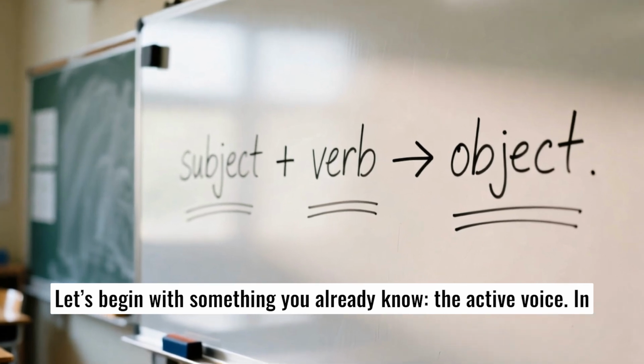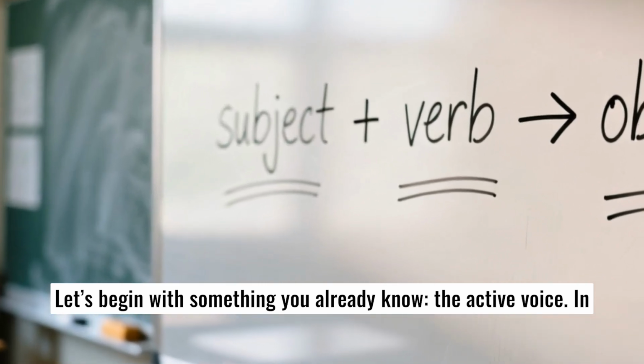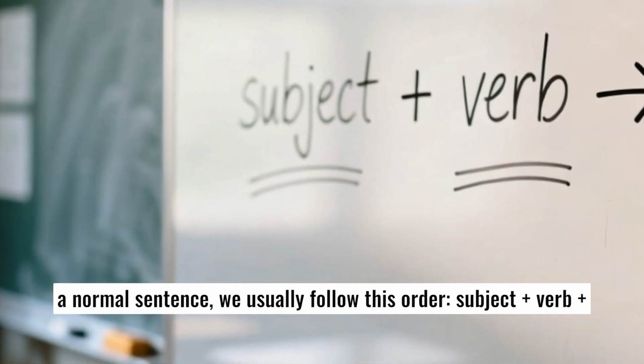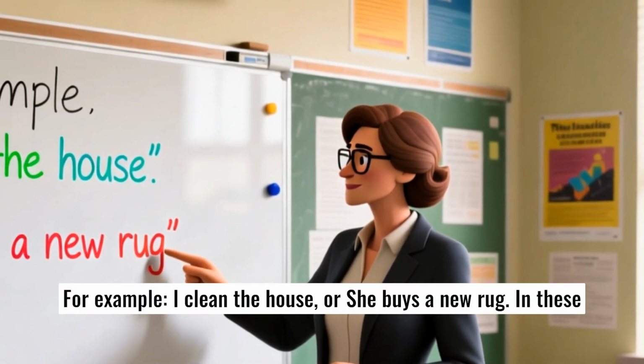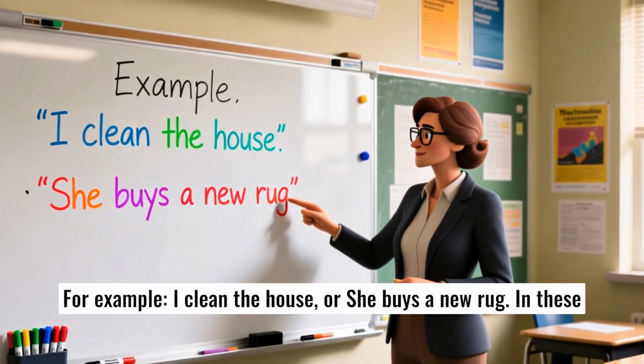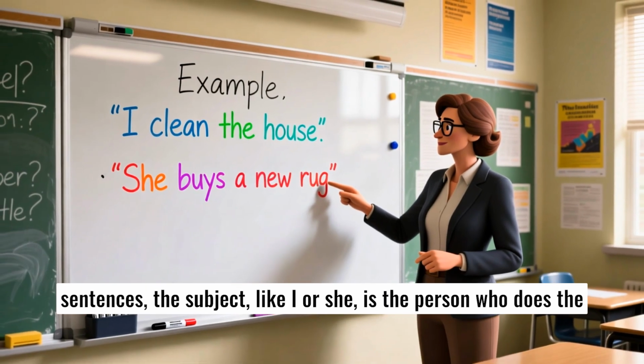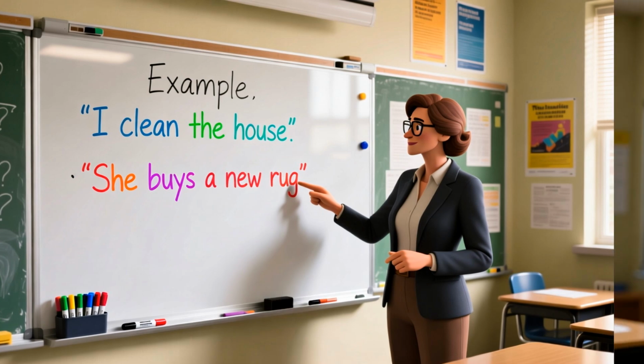Let's begin with something you already know, the active voice. In a normal sentence, we usually follow this order: subject plus verb plus object. For example, I clean the house or she buys a new rug. In these sentences, the subject, like I or she, is the person who does the action.